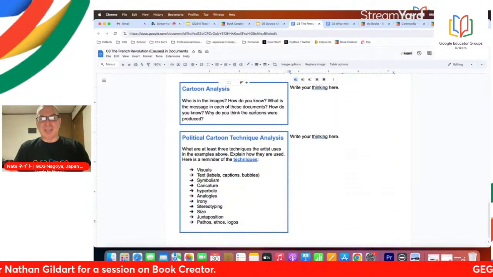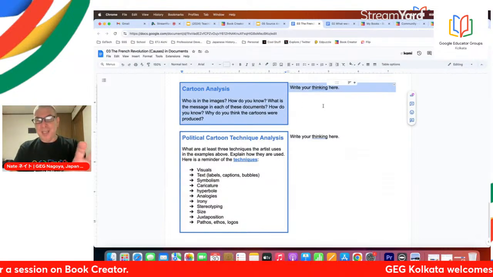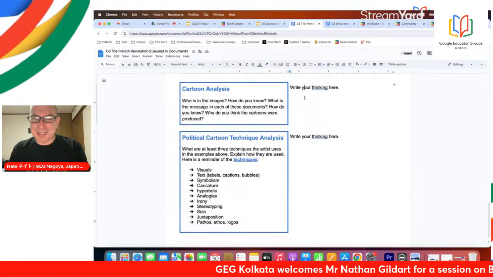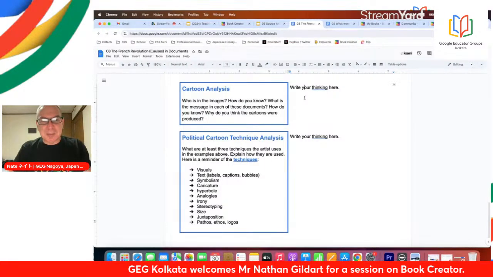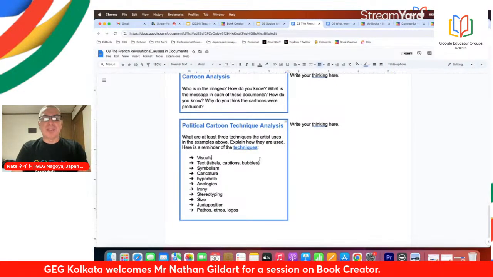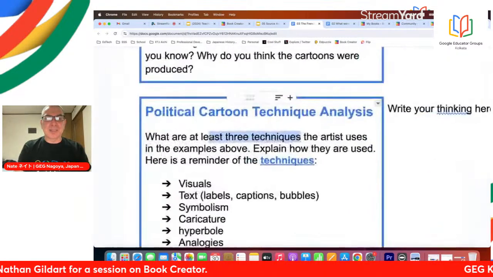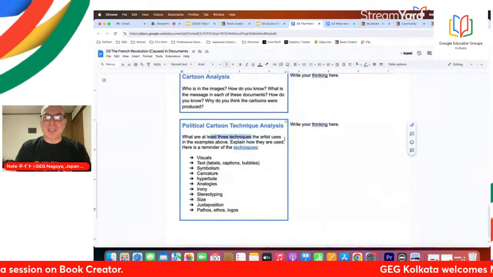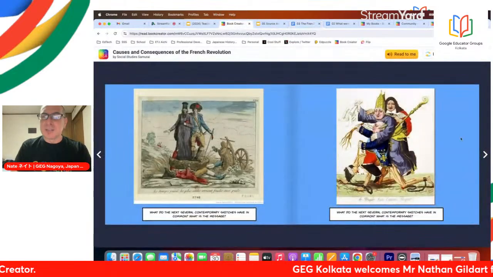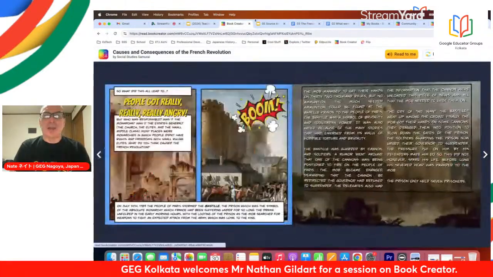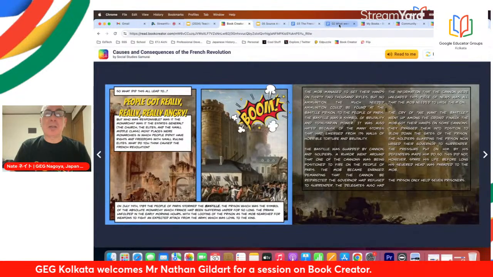I've put these in a table, so I've set up my Google Docs a little bit differently from the average person, perhaps. I've got the reminders for them here. Note I've got, use at least 3 of the techniques that I want students to focus on as they're going through the different images in the book, right? I've made some updates to this that are not quite complete yet.